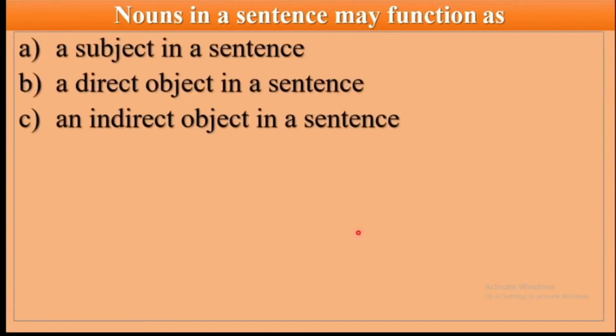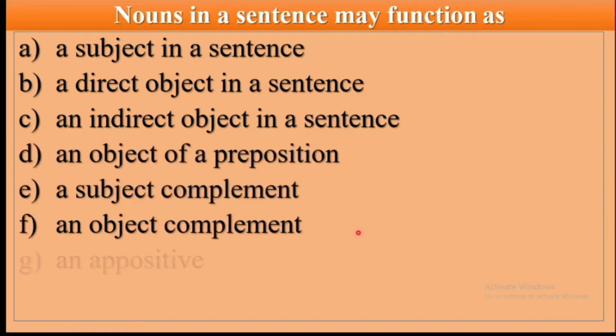The functions of nouns in sentences. Nouns have 7 different functions in sentences. That is, a noun can be used as a subject in a sentence, as a direct object, as an indirect object, as an object of a preposition, as a subject complement, as an object complement, and as an appositive.